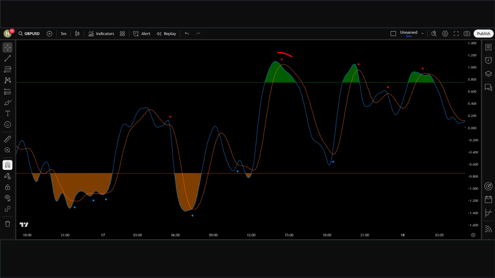The WaveTrend Oscillator helps us catch overbought and oversold conditions. It works like the RSI or MACD, but with smoother and more precise signals. We're specifically looking for the green and red dots. Green dots indicate potential buy zones, and red dots signal possible sell zones.